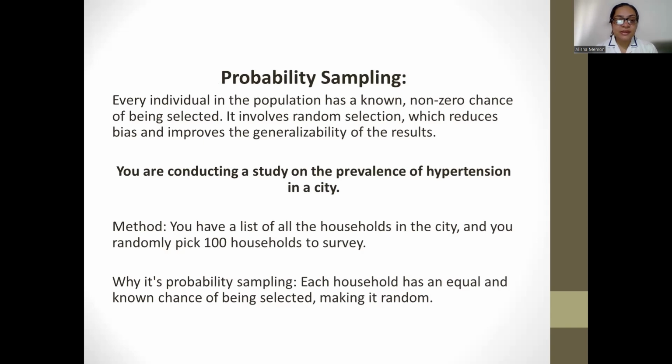Hence, random sampling or probability sampling is a preferred method of sampling in research, mainly because it gives an equal chance to all the samples to be selected, reduces bias, and improves the generalizability of the results. So this sample that we have selected actually represents the population well.